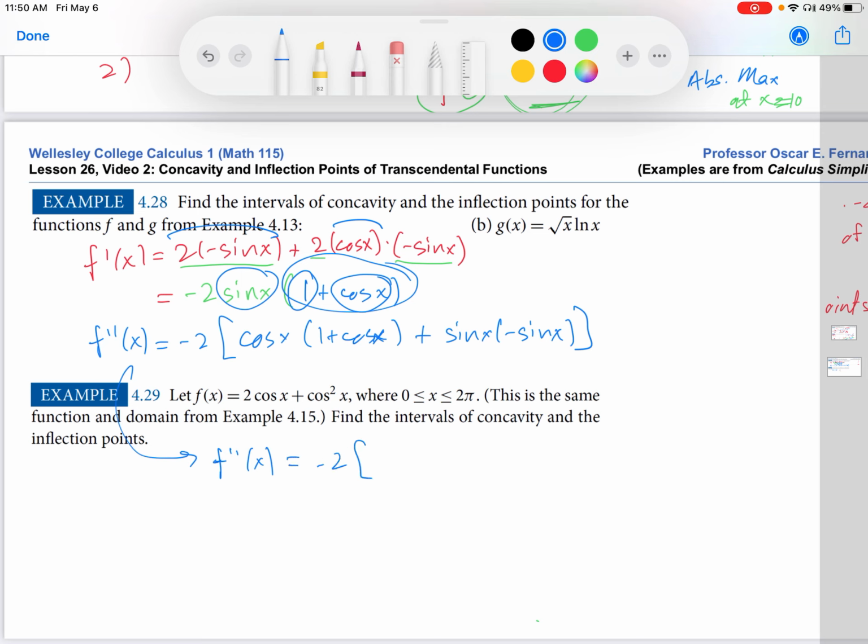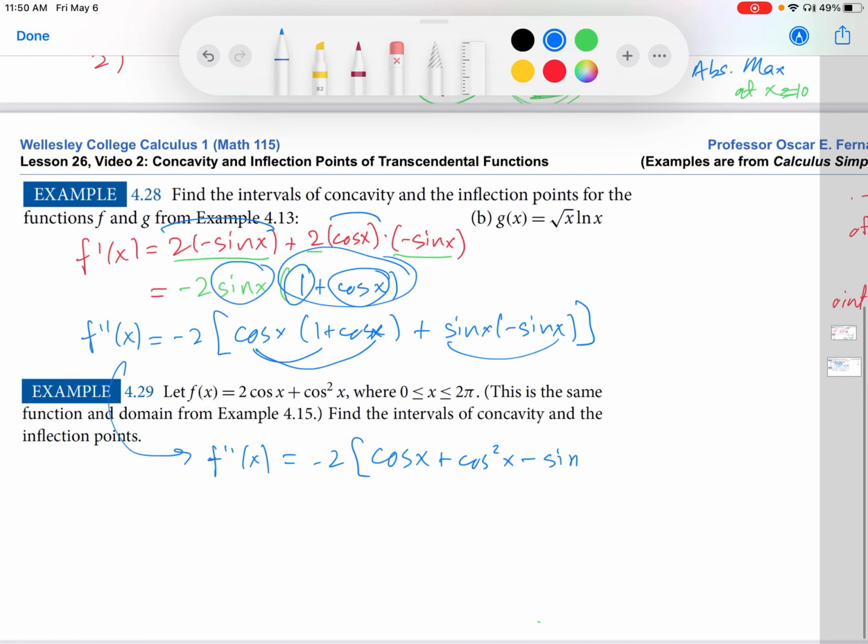So I'm going to multiply out this cosine x. I get cosine x, and then over here I get plus cosine squared x, and over here minus sine squared x. This is a time when it may pay to remember some of your trig identities. Cosine squared x minus sine squared x is cosine of 2x. But that may or may not come in handy; it really depends on what you're being asked to do and how the algebra works out. So I'm not going to use that, but I'll keep in mind that we may need to pull in some trig identities in a minute.